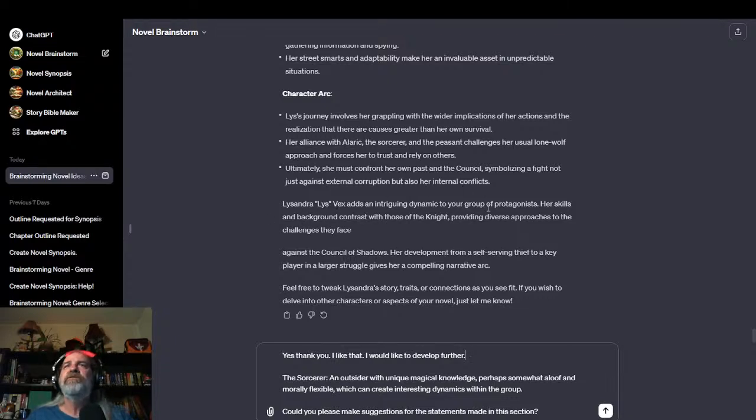Lisa Vex adds an intriguing dynamic to the group. Her skills background contrasts with those of the knight, providing diverse approaches to the challenges they face against the council. Her development from a self-serving thief to a key player in a larger struggle gives her a compelling narrative arc. Okay, yeah, not too bad. All right, yes, thank you.